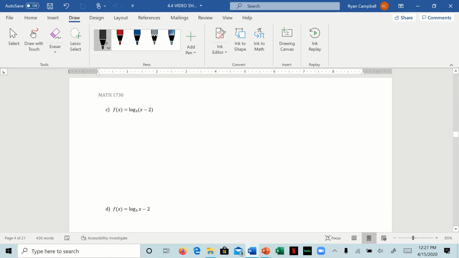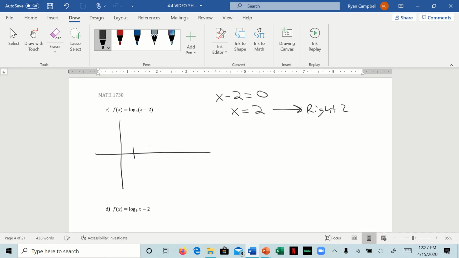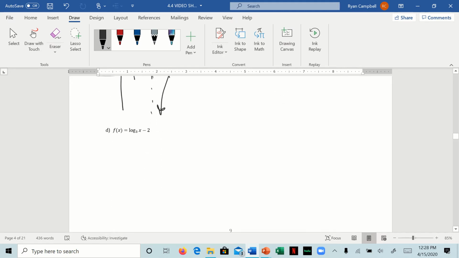All right, we subtract 2 inside, we can make that equal to 0. So x is 2, which means we're going to the right 2 units. So instead of it landing at 1, it's going to land at 3. And the asymptote will be here. If we have it on the outside, it's going to go down 2. So instead of landing at 0, it's going to land here.